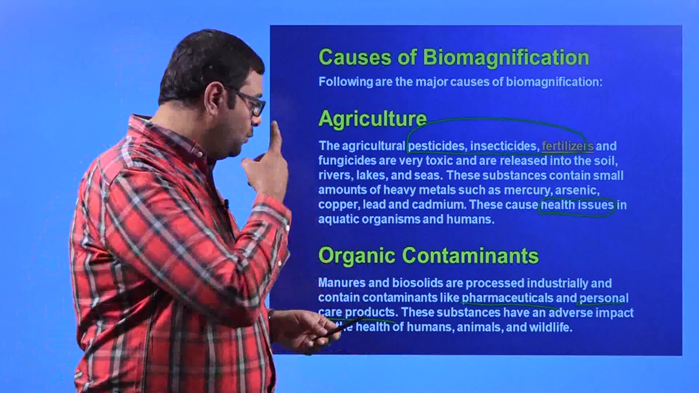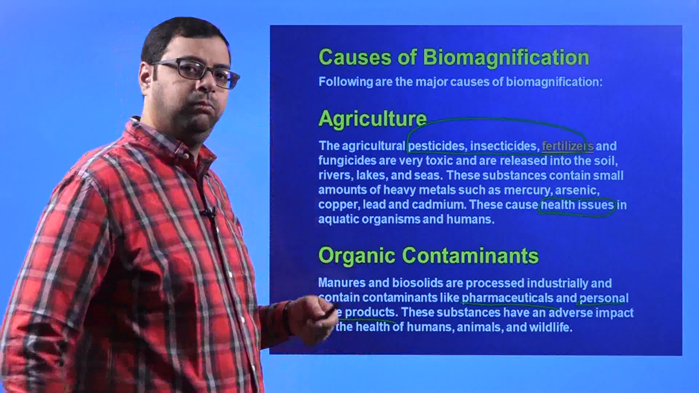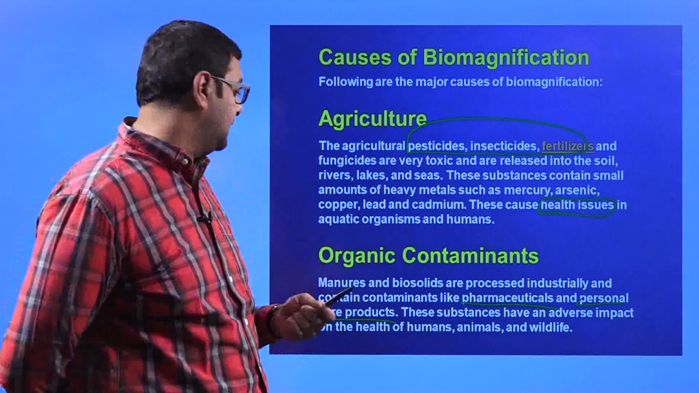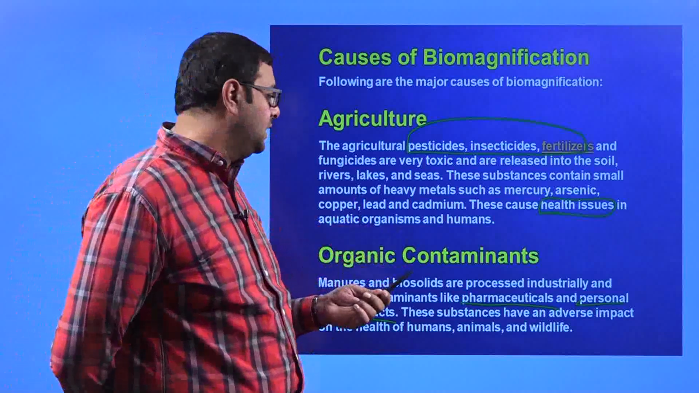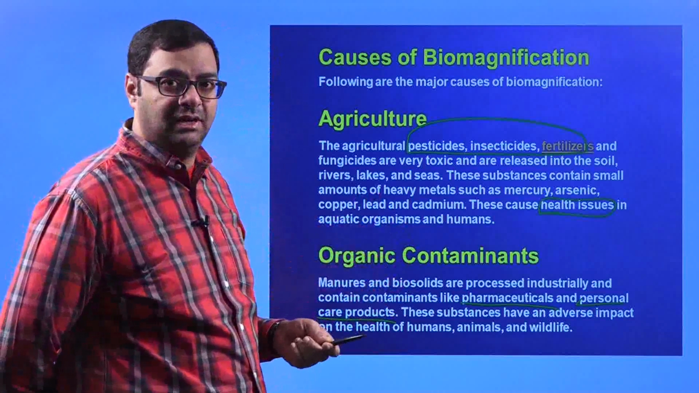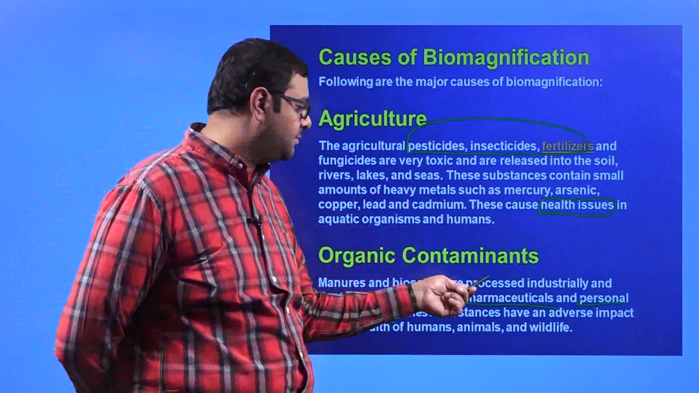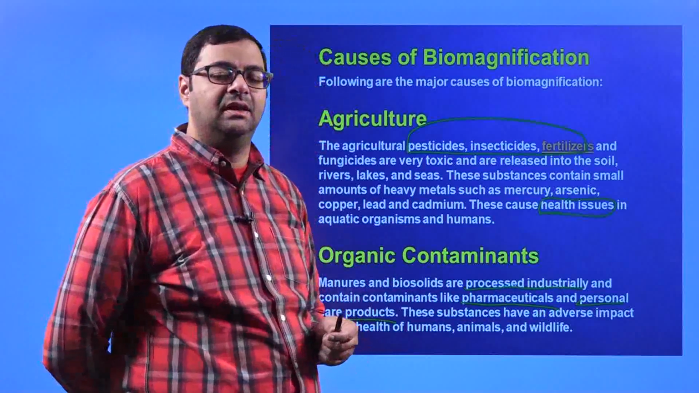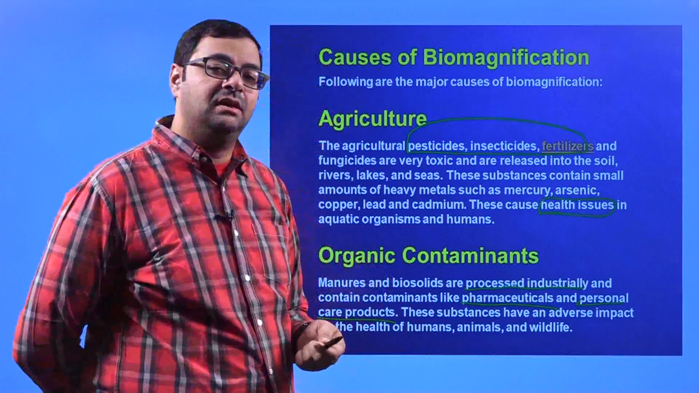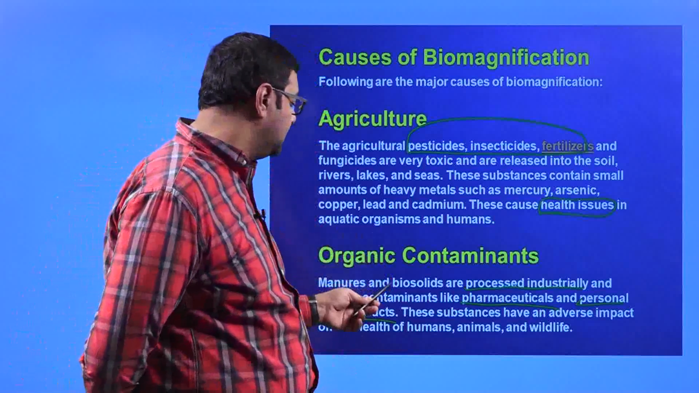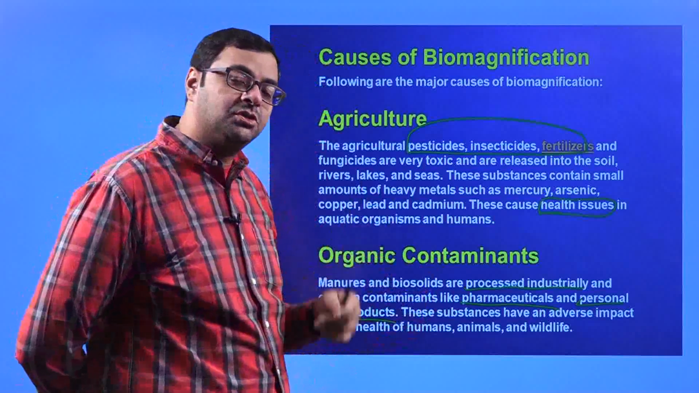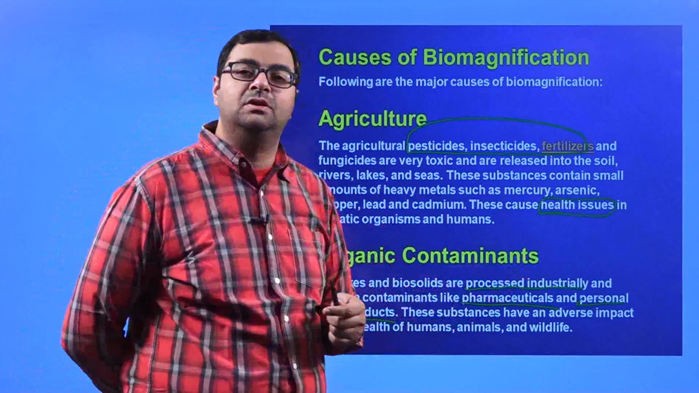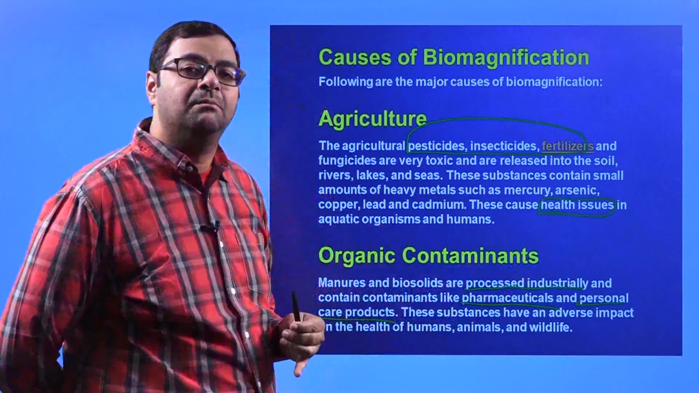Okay. Now when these are manufactured, they are actually processed industrially. That is, when I say manufactured, that means they are processed industrially. Now when they are processed industrially, there are many other things, contaminants, which are used in the manufacture of these pharmaceuticals and personal care products.